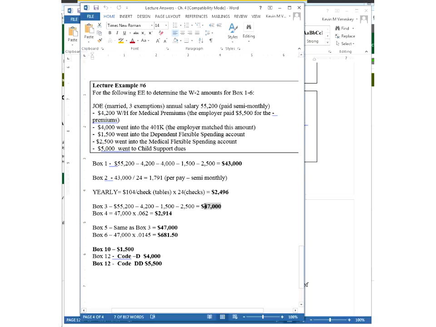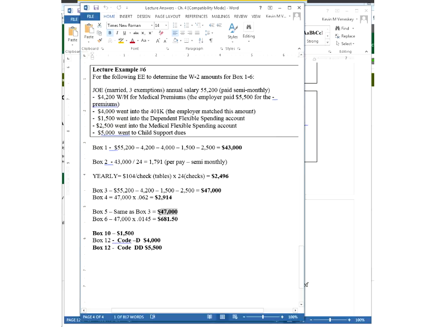Box 4, pretty simple to do. Just take whatever box 3 was, multiply it by 6.2%. Box 5 is going to be identical to box 3 unless the Social Security was capped, and we weren't anywhere near that. So we simply take box 5 times 1.45%.